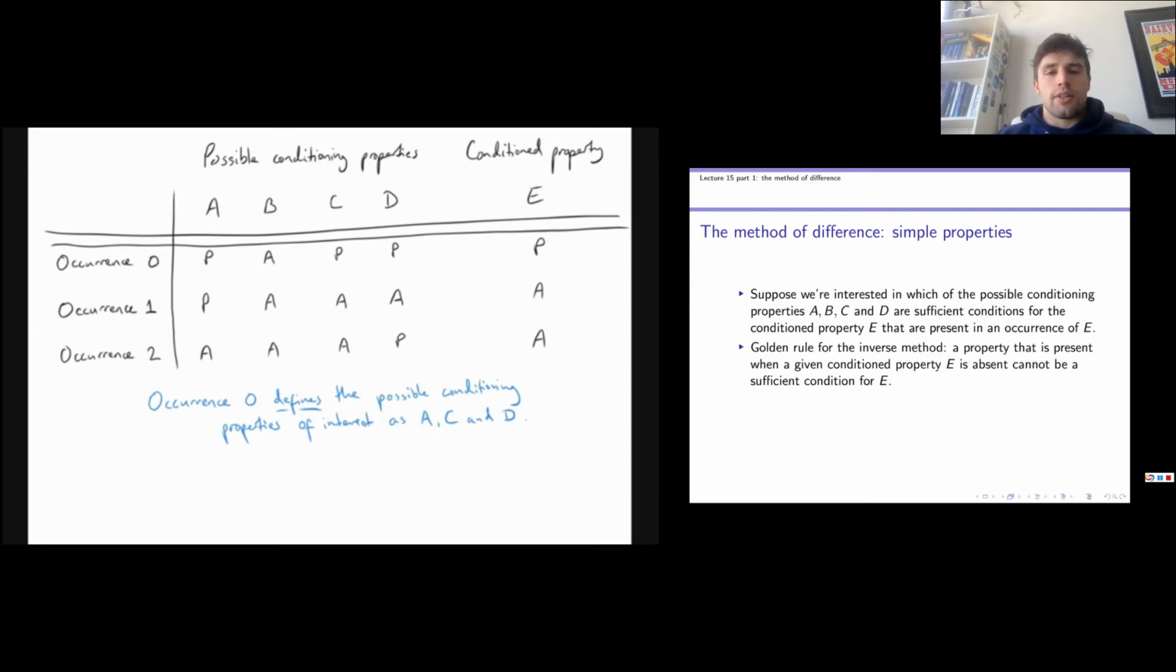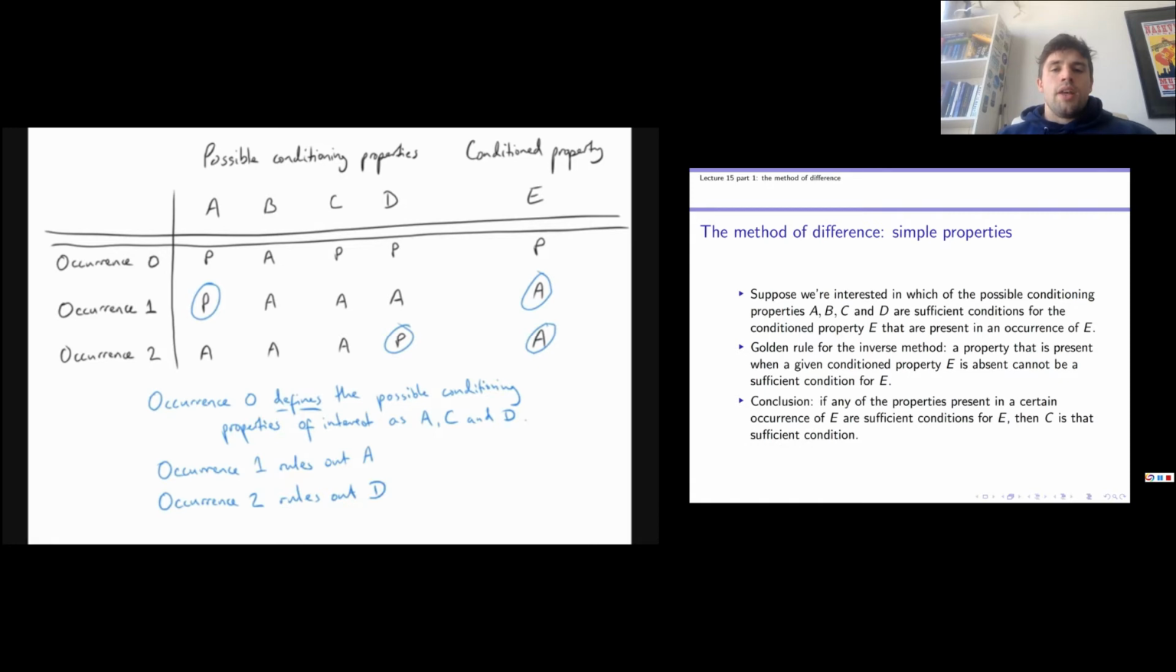So if we look down at occurrence 1, we see that A is present while E is absent, so we can rule out A on the basis of occurrence 1. And if we look down at occurrence 2, we see that D is present while E is absent, so we can rule out D on the basis of occurrence 2. So what do we conclude?